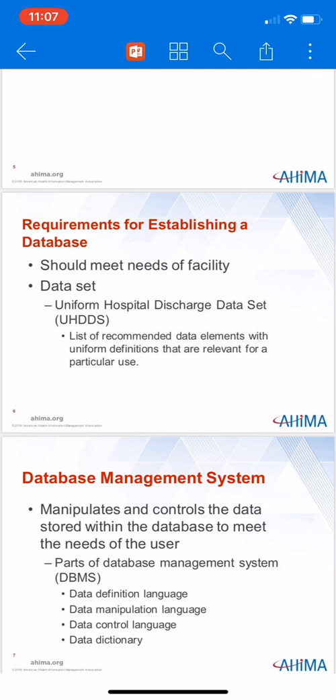And we've talked about data sets. It's a list of recommended data elements with uniform definitions that are relevant for a particular use. And our example is the UHDDS that's used in acute care hospitals. It captures and reports the minimal data required for all inpatient discharges. And the UHDDS includes patient name, discharge disposition, date of admission, diagnoses and procedure codes, and much more.